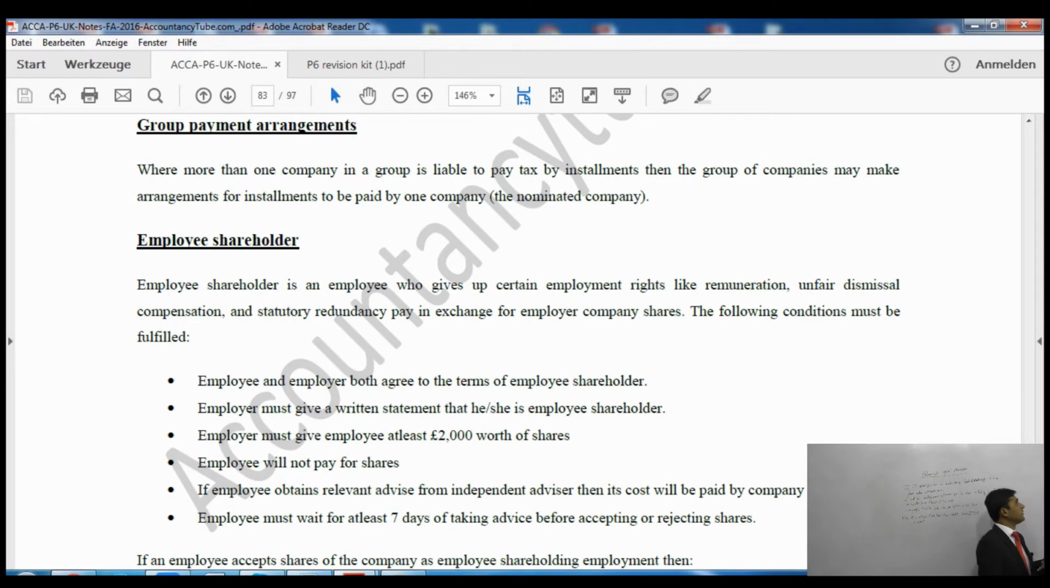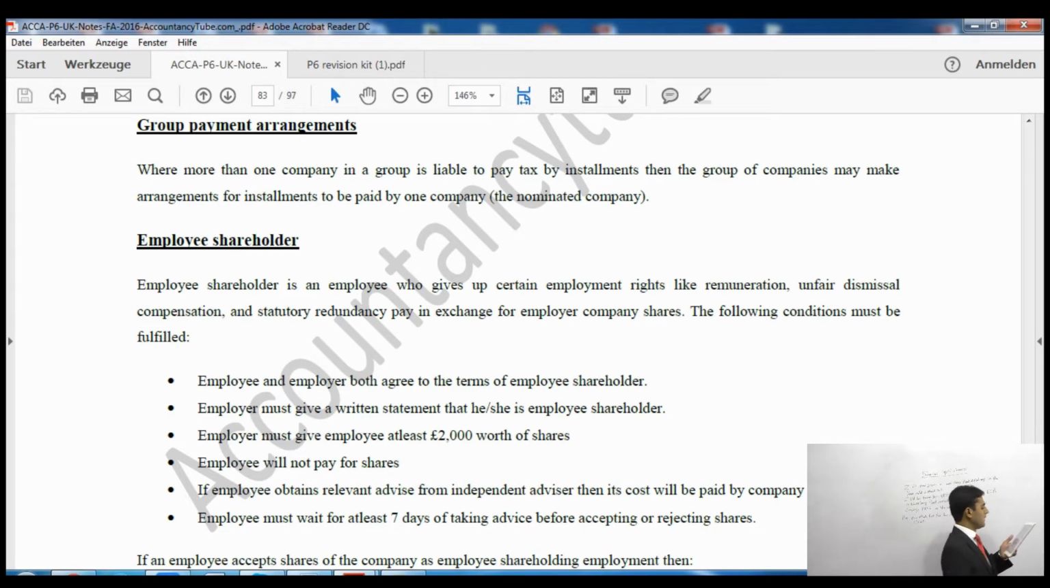Anyway, group payment arrangements. Now say for example your company is part of a group, and in that group many companies are paying the corporation tax by installments. Because they will have to account for the tax installment payments, and there will be a lot of administration involved, what they can do is say that company A will be our representative member. So company A will be paying the installments of all of the group's installments, so only company A will pay. So it will reduce our administration, so it will reduce our cost as well. So that's what it says.